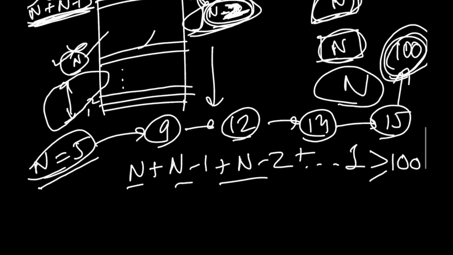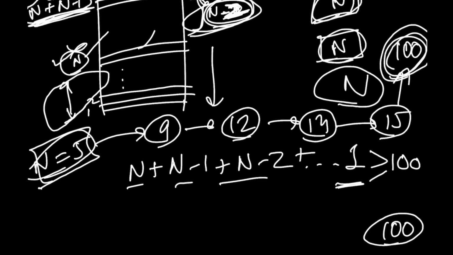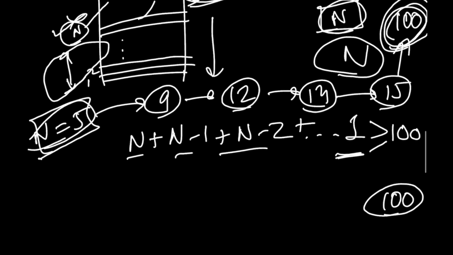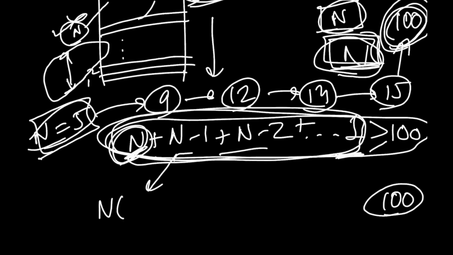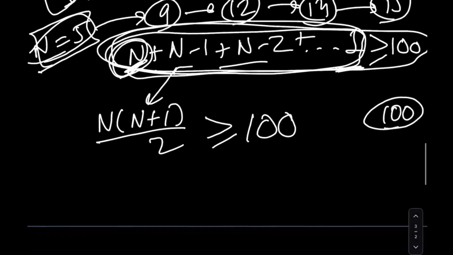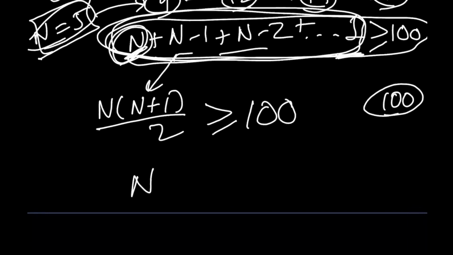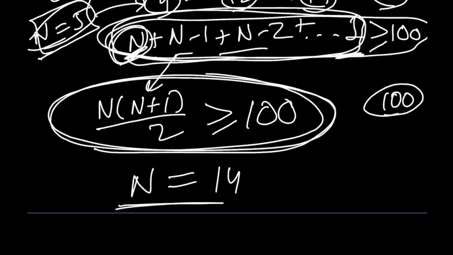I have to find a value of n such that by the time the gap becomes 1, we have at least reached 100. And since we want the minimum number of attempts required by our algorithm, we want the minimum value of n that satisfies this equation. Now, since we know that the sum of this expression becomes n into n plus 1 by 2, putting that greater than or equal to 100, our n value comes up to be 14 as the minimum value of n that satisfies this equation. So n equals 14.